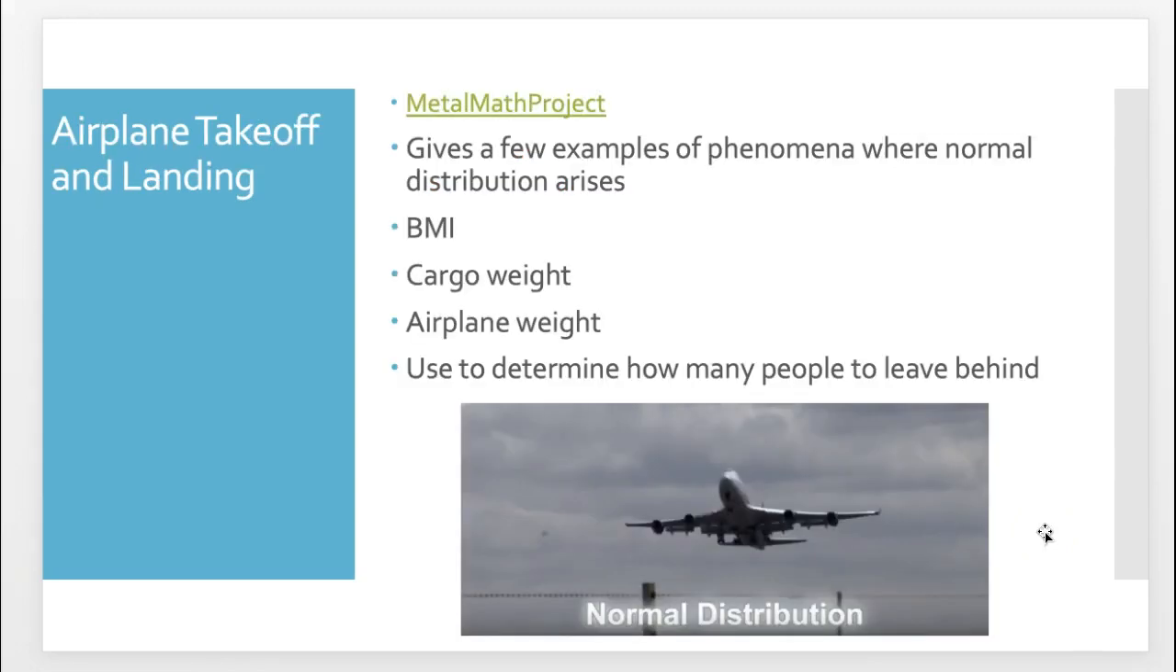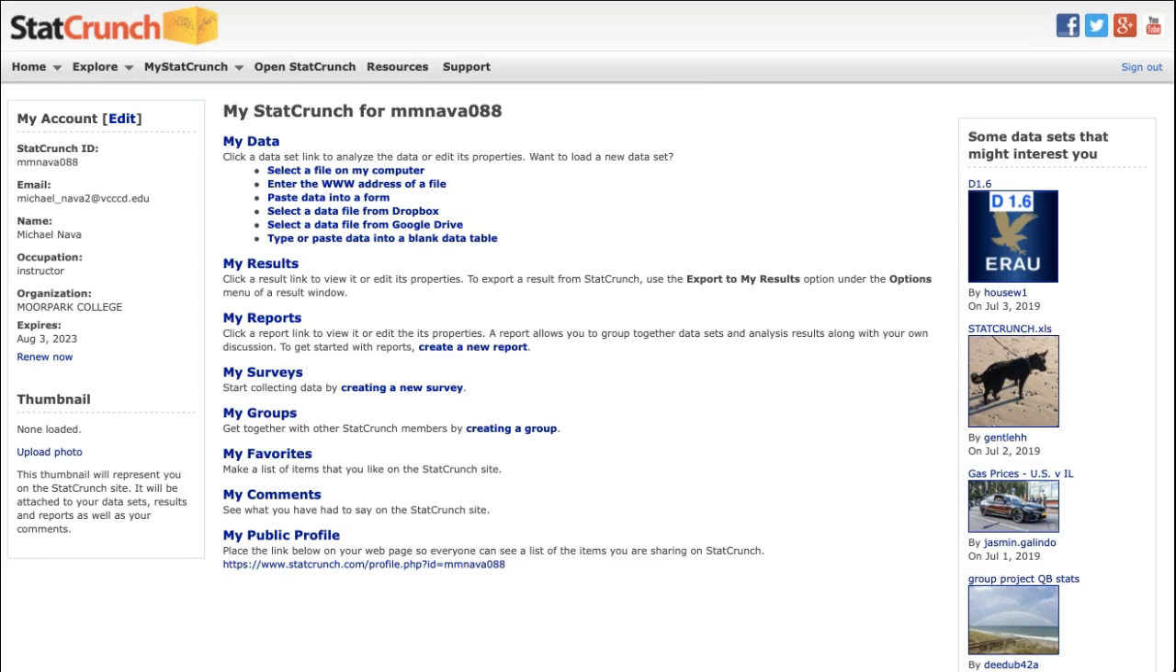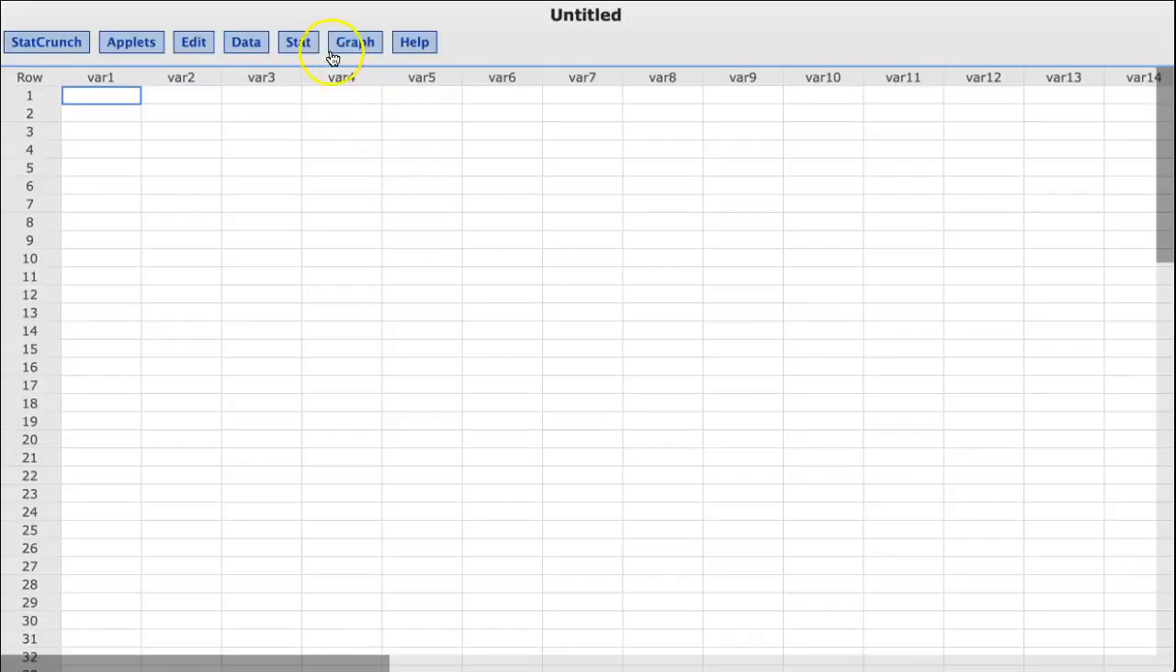So last time we talked about this example about airplane takeoff and other variables, and we talked about BMI. And so what I was doing for you is I was finding all these different probabilities using properties of the normal distribution. And then at the very end I went into StatCrunch and I showed you how to find areas underneath the curve. If you want, I could show you really quickly how we would do that.